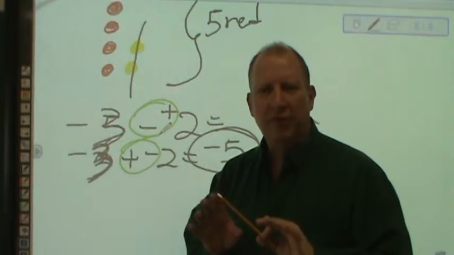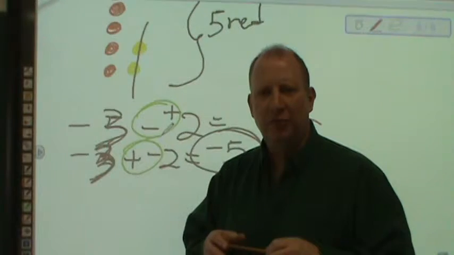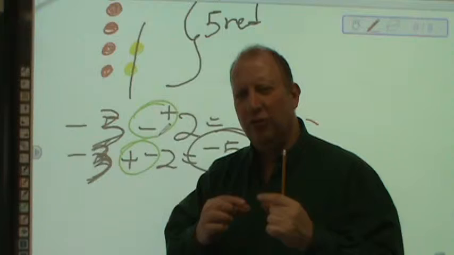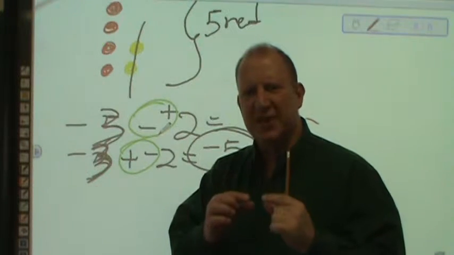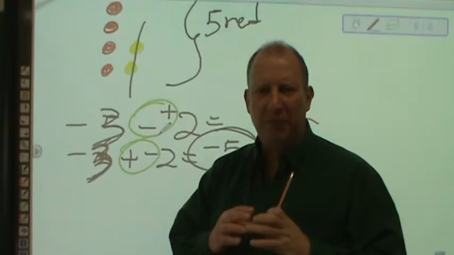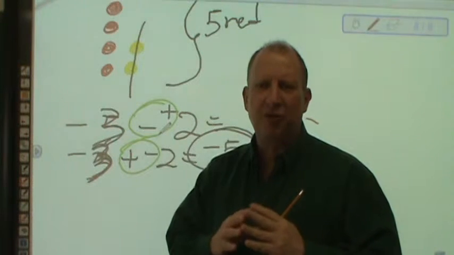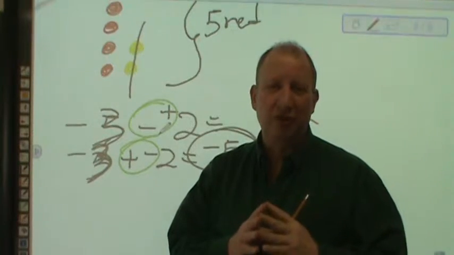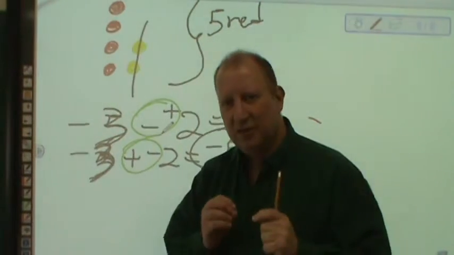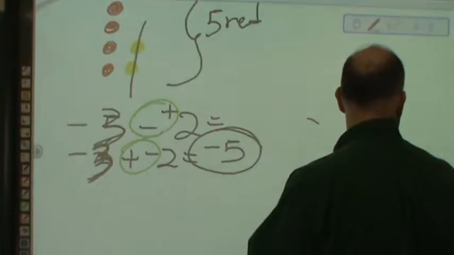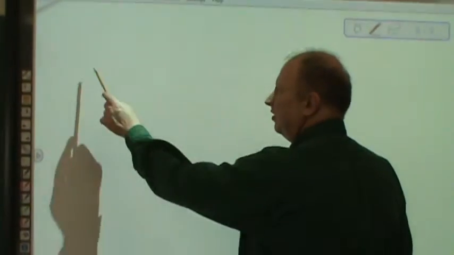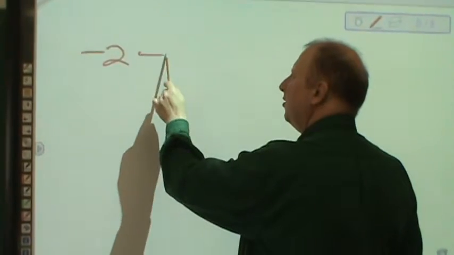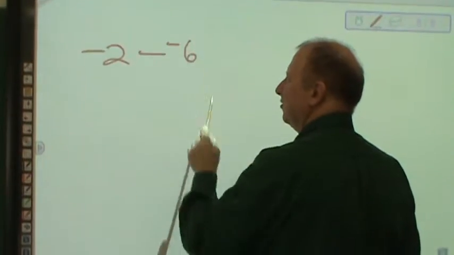Let me do one more of these, and then I'll leave you on your own. But if you have an opportunity to use two-colored tiles, until you truly understand it, you won't make the mistakes as you progress through your math career. However, if you just memorize the rules, you will be making these careless mistakes because you never truly understood the concepts. Let's try one more of these. Let's say I would say negative 2 take away negative 6.